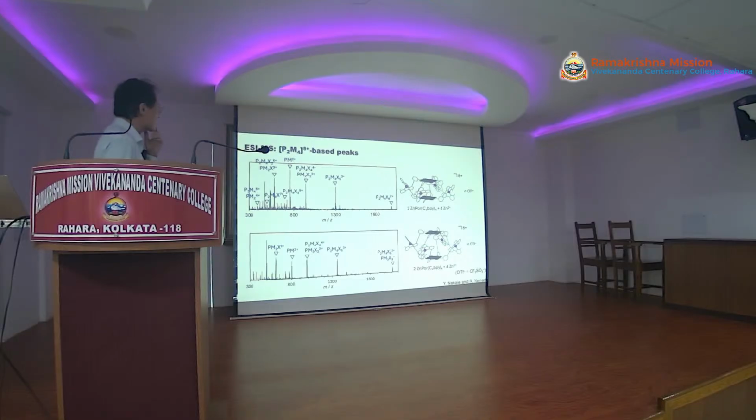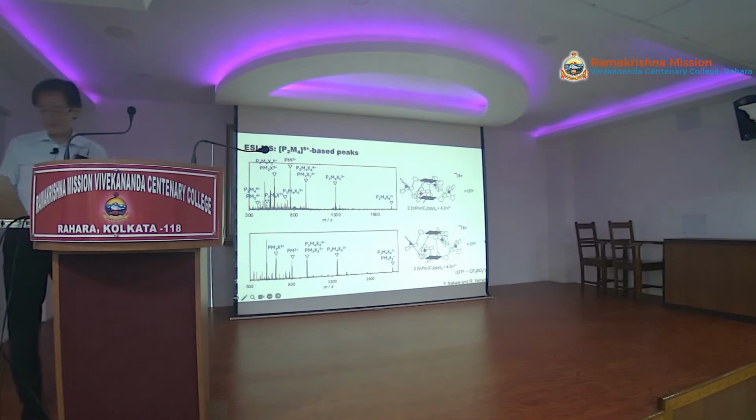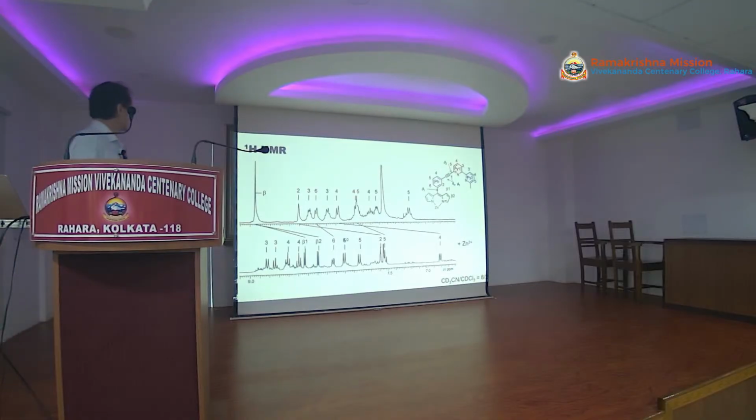Here is the evidence for the formation of the dimer structure upon addition of zinc ion. These ESI mass peaks all correspond to this chemical species, the difference being the number of counter anions. Similarly, for the diacetylene spacer case, we have peaks corresponding to this structure minus the number of counter anions. So this dimer can be formed. Now, proton NMR.